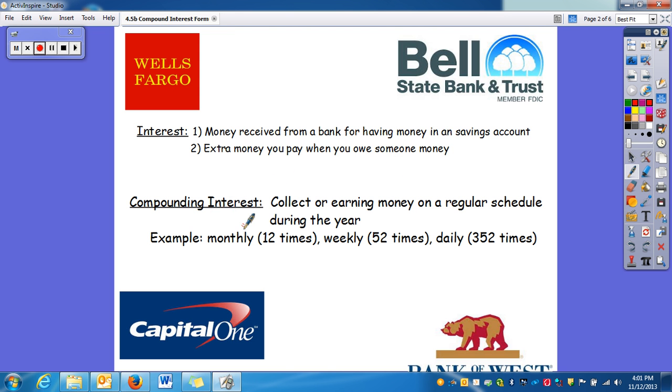So, compounding interest. The way a lot of savings accounts work, they compound interest. So they collect or earn money on a regular schedule during the year. For example, they might collect monthly, weekly, or daily. They could do it minutely. Sometimes they do bi-weekly. The majority of banks do it monthly. They'll give you a statement every month. Some might even do it annually or biannually, which means twice a year.